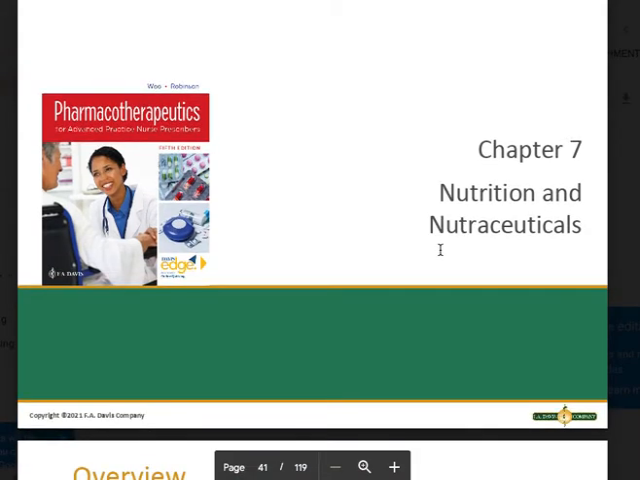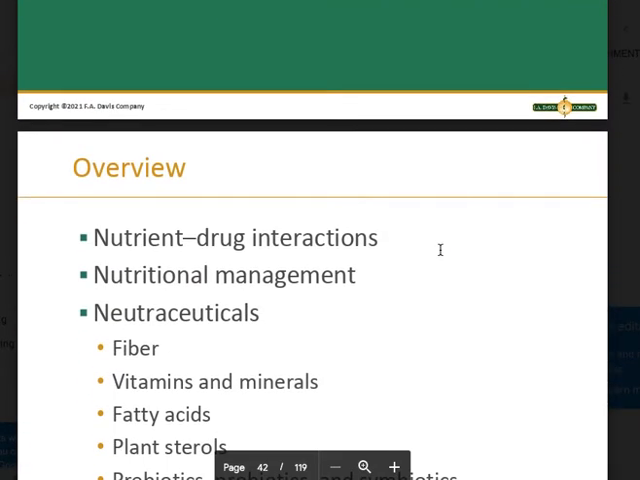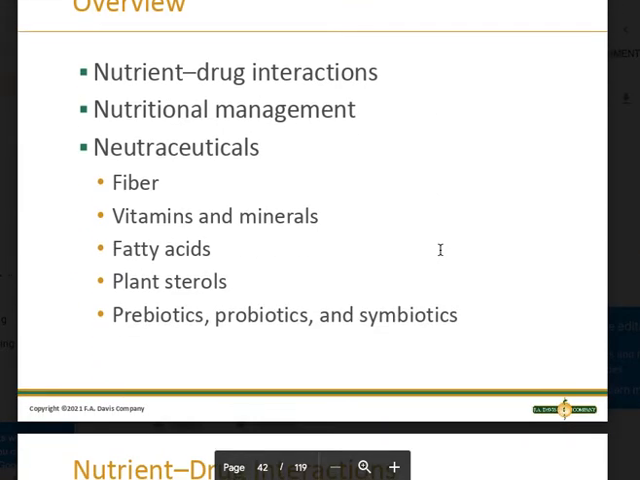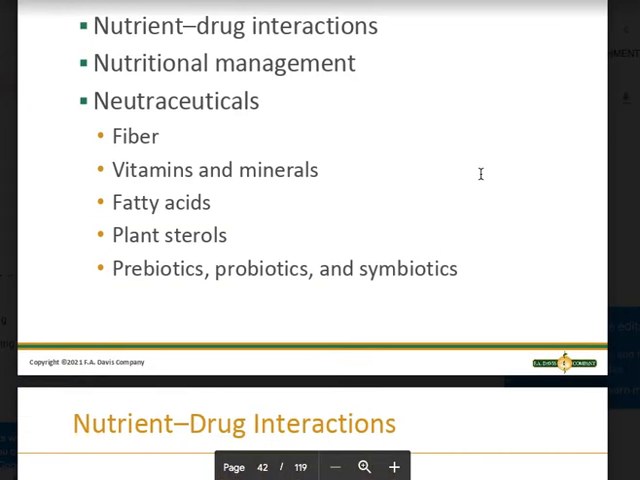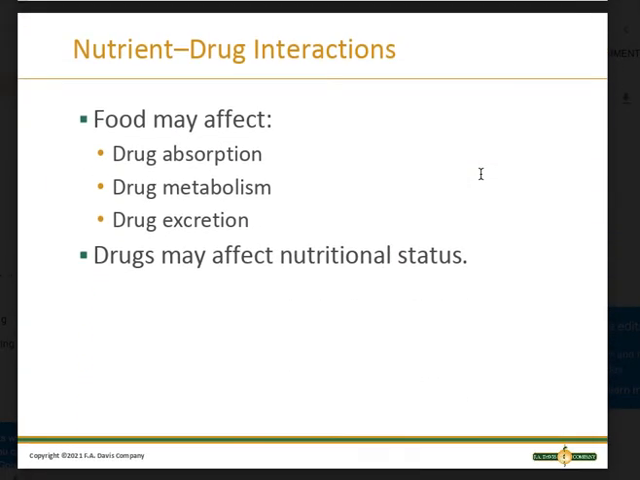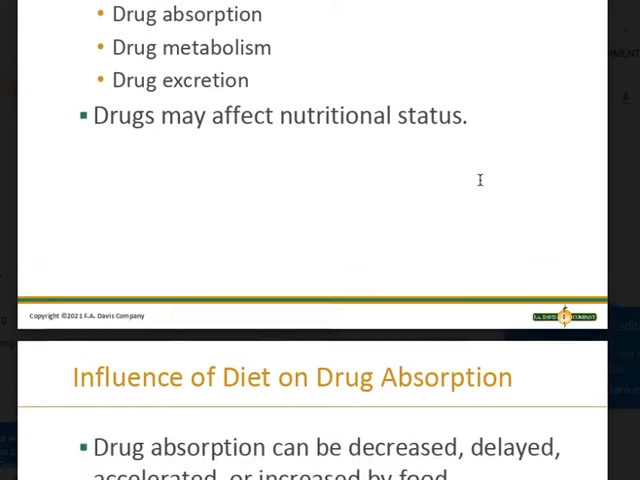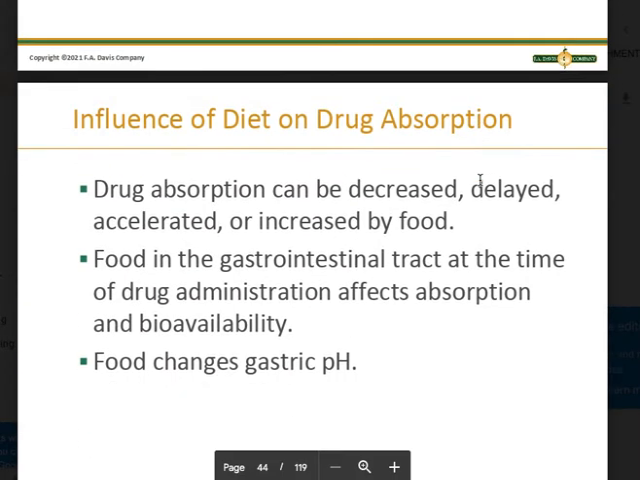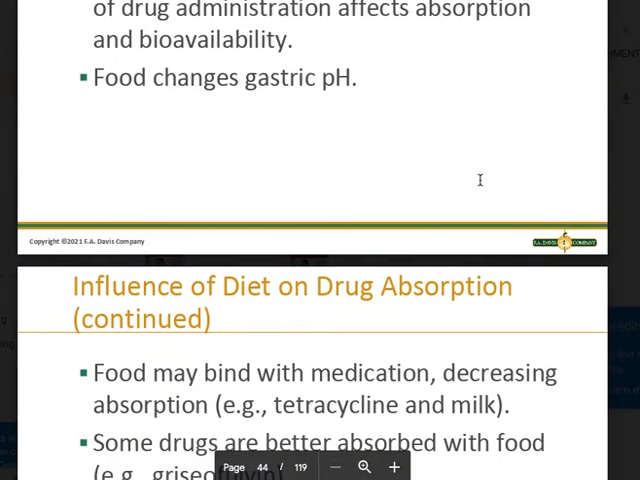Nutrition and nutraceuticals. We're going to go through this fairly quickly. A lot of it you can just read. But nutraceuticals, we're talking about over-the-counter medications, natural remedies, fiber, vitamins, prebiotics, probiotics. They do have drug interactions. They do affect drug absorption. Just because they're over the counter doesn't mean they're safe.